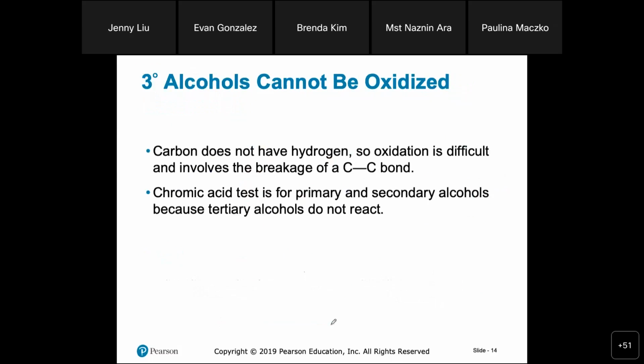Next, we know that tertiary alcohols cannot be oxidized, and here is the reason that I repeat. I already repeated it two times because this is the exception and you need to know it. The carbon does not have a hydrogen, so oxidation is difficult and involves the breakage of a C-C bond. The chromic acid test is for primary and secondary alcohols because tertiary alcohols do not react.